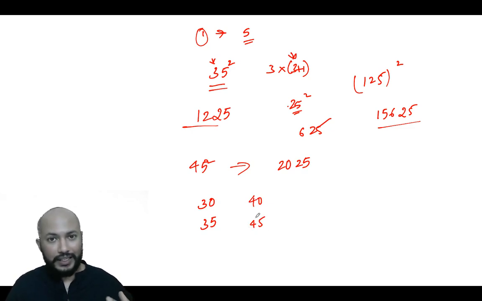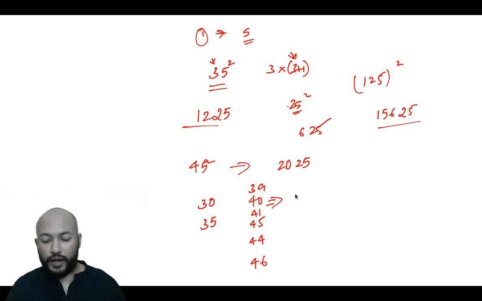Now, you can easily have an observation which probably can be useful somewhere in your competitive exams preparation. That is, if I have to find the squares of the numbers 1 less or 1 more than these values, it can be 39, or 41, or 44, or 46. What's the observation? Look at the numbers, look at the squares now. 40 square is 1600. You add 40 and 41 to it. 40 plus 41 is 81. It becomes 1681. This is 41 square.